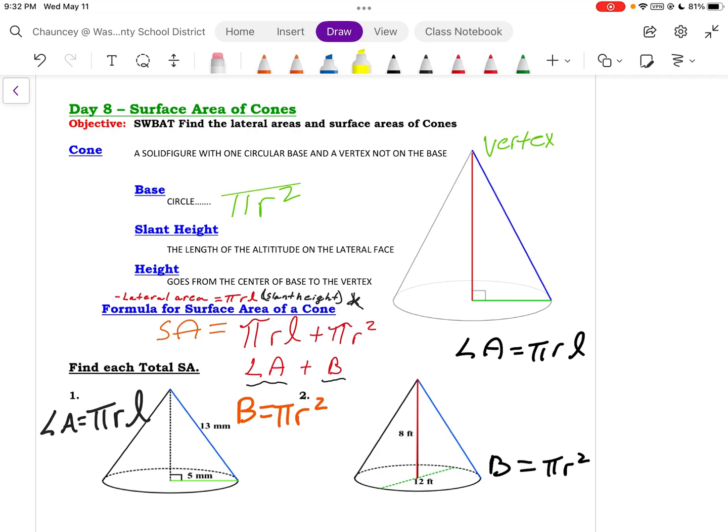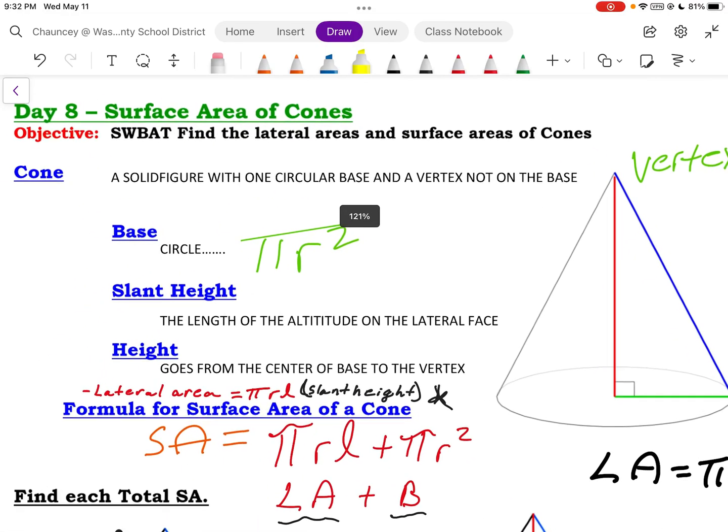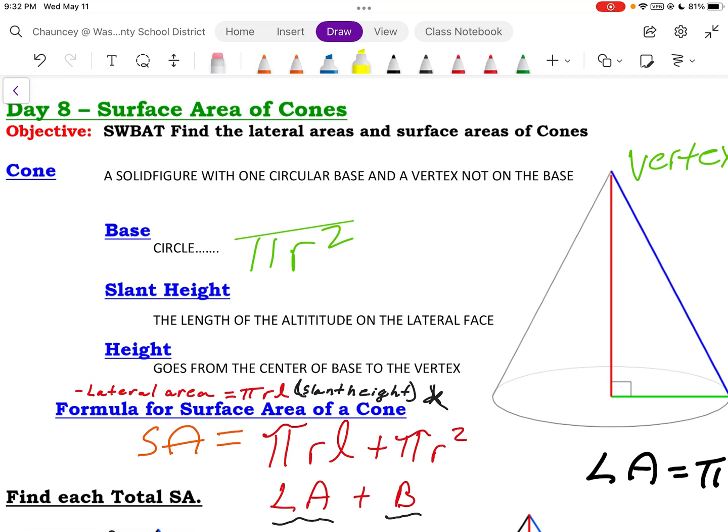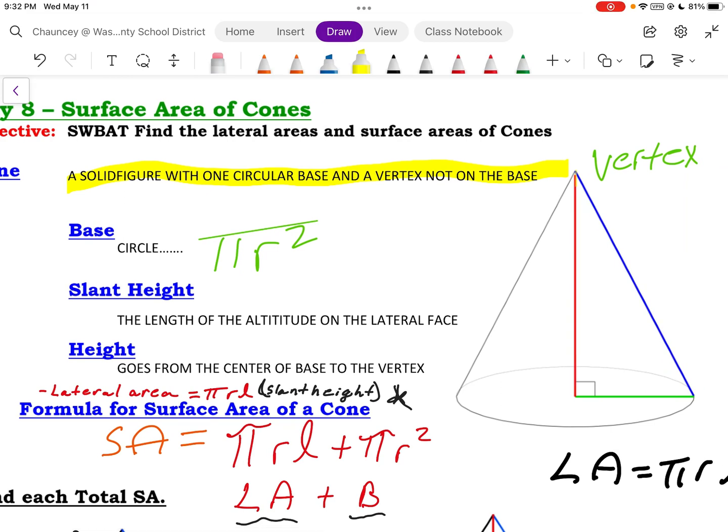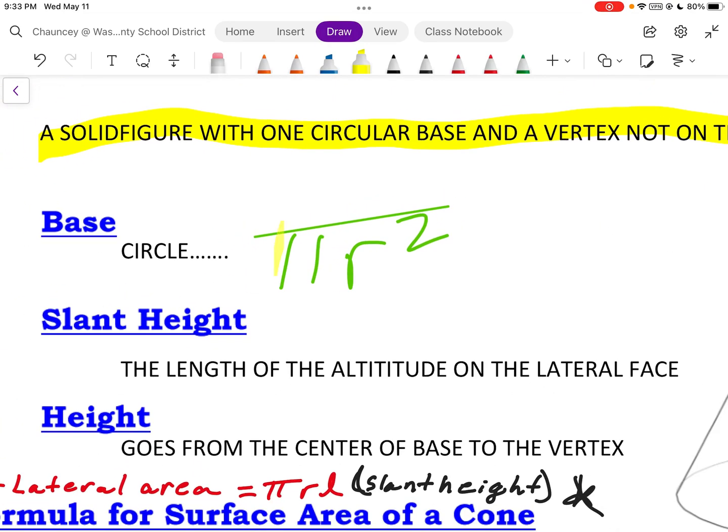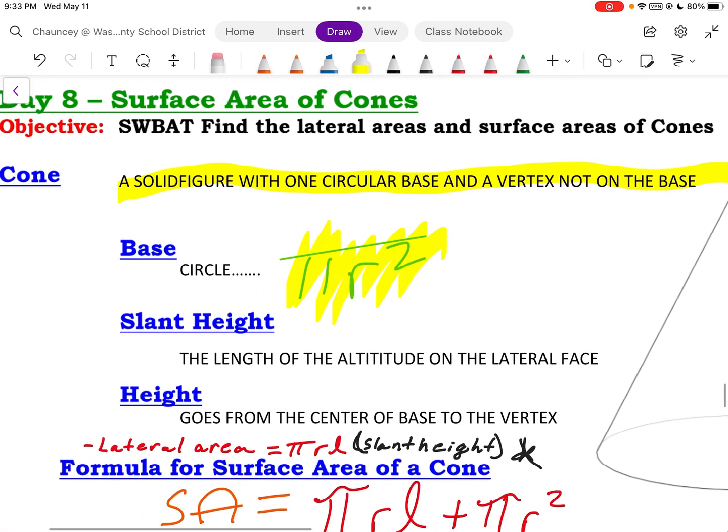We're carrying on with surface area of a cone. Just a couple definitions to review. A cone is a solid figure with one circular base and a vertex that's not on that base. So if you look at the picture, you see the vertex comes to a point, and the base is obviously a circle, and the area formula that we're going to use for that is pi r squared. We've already been doing that, so it should be previous knowledge and retained knowledge that we have used numerous times before.